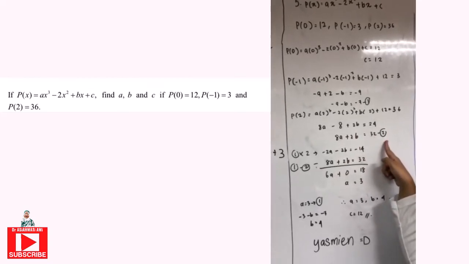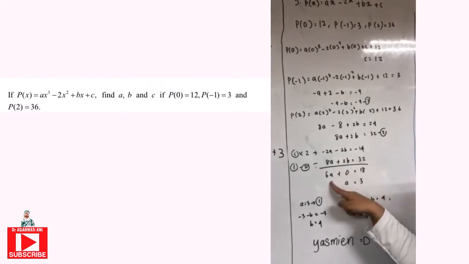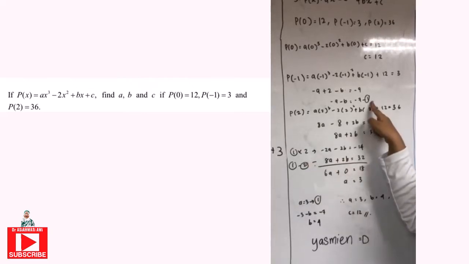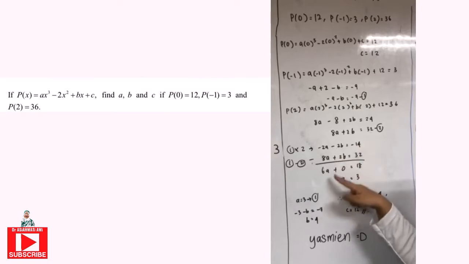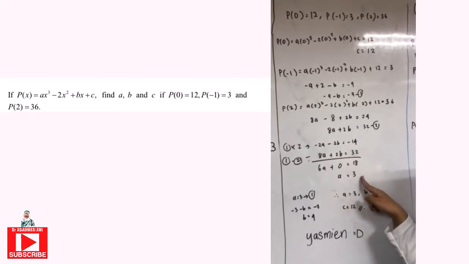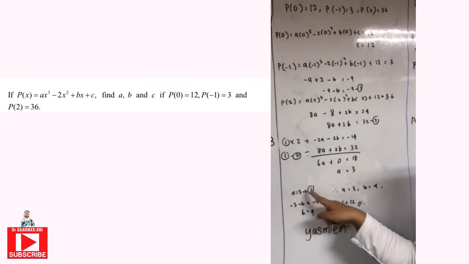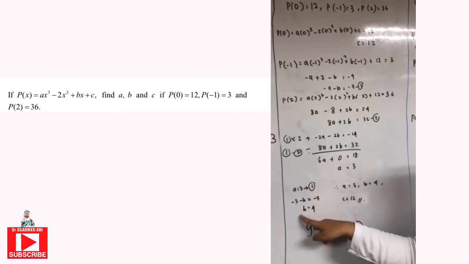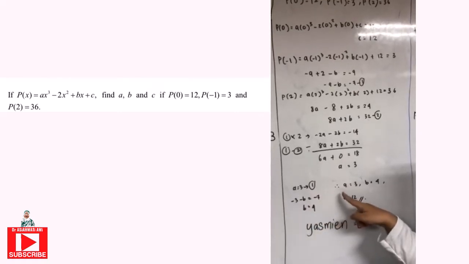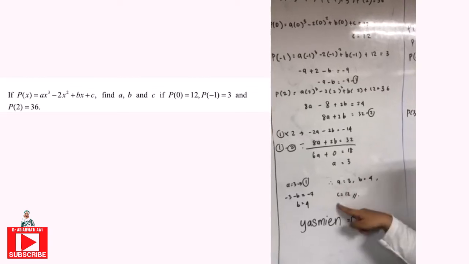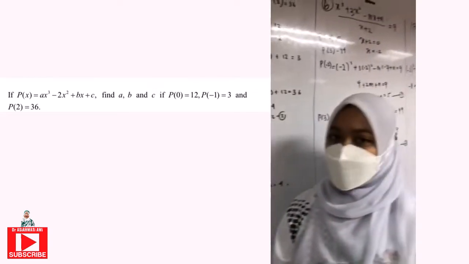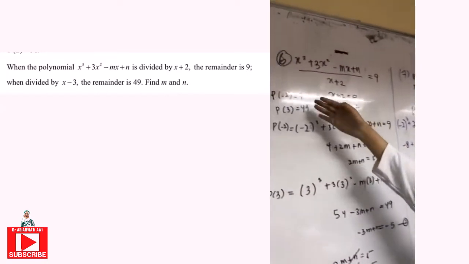Lepas tu sebabkan kita nak cari A, kita darab equation yang satu ni dengan 2. So that kita boleh cancelkan B ni, akan dapat terus A sama dengan 3. Daripada A sama dengan 3 ni masuk dalam equation 1. Akan dapat B sama dengan 4. And then lastly kena listkan A sama dengan 3, B sama dengan 4, C sama dengan 12. Itu je.